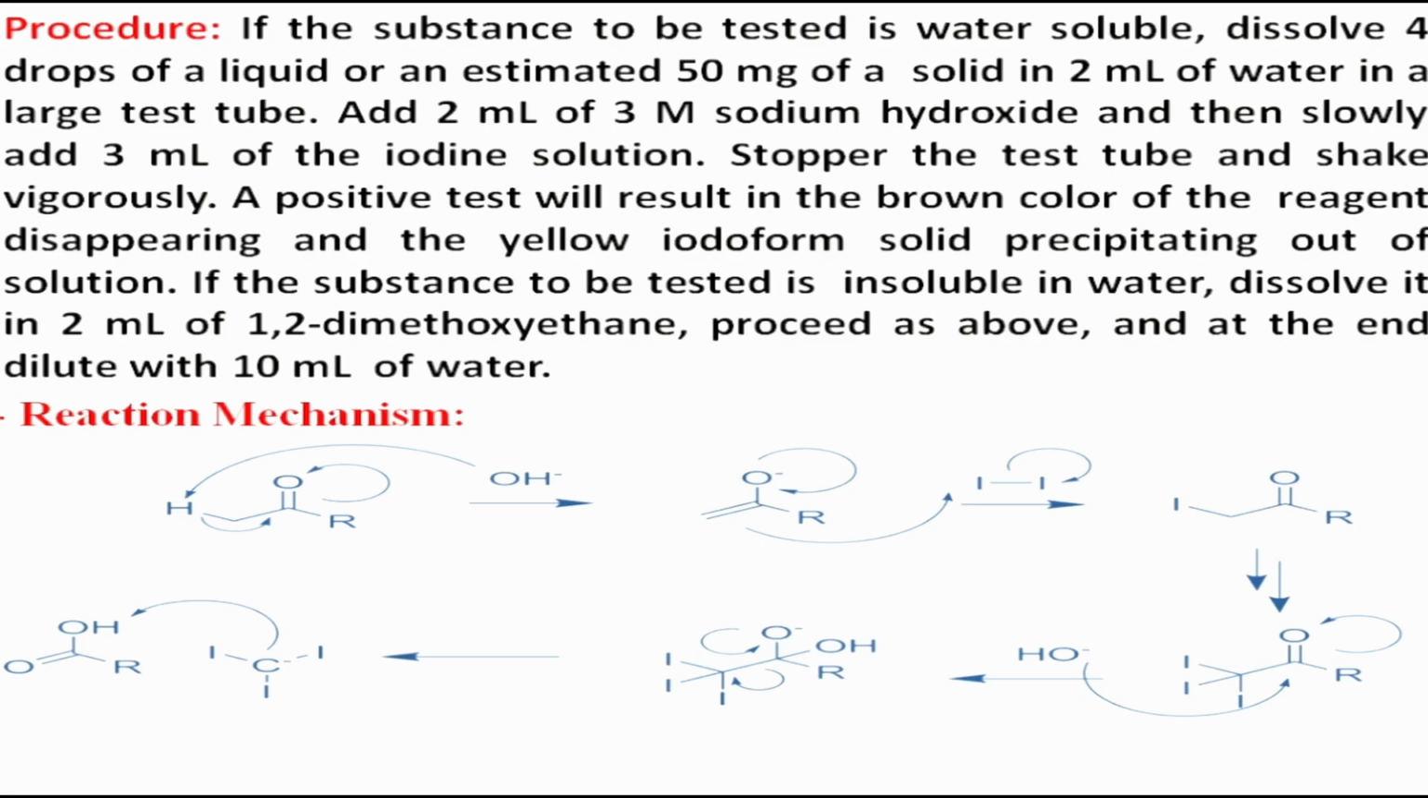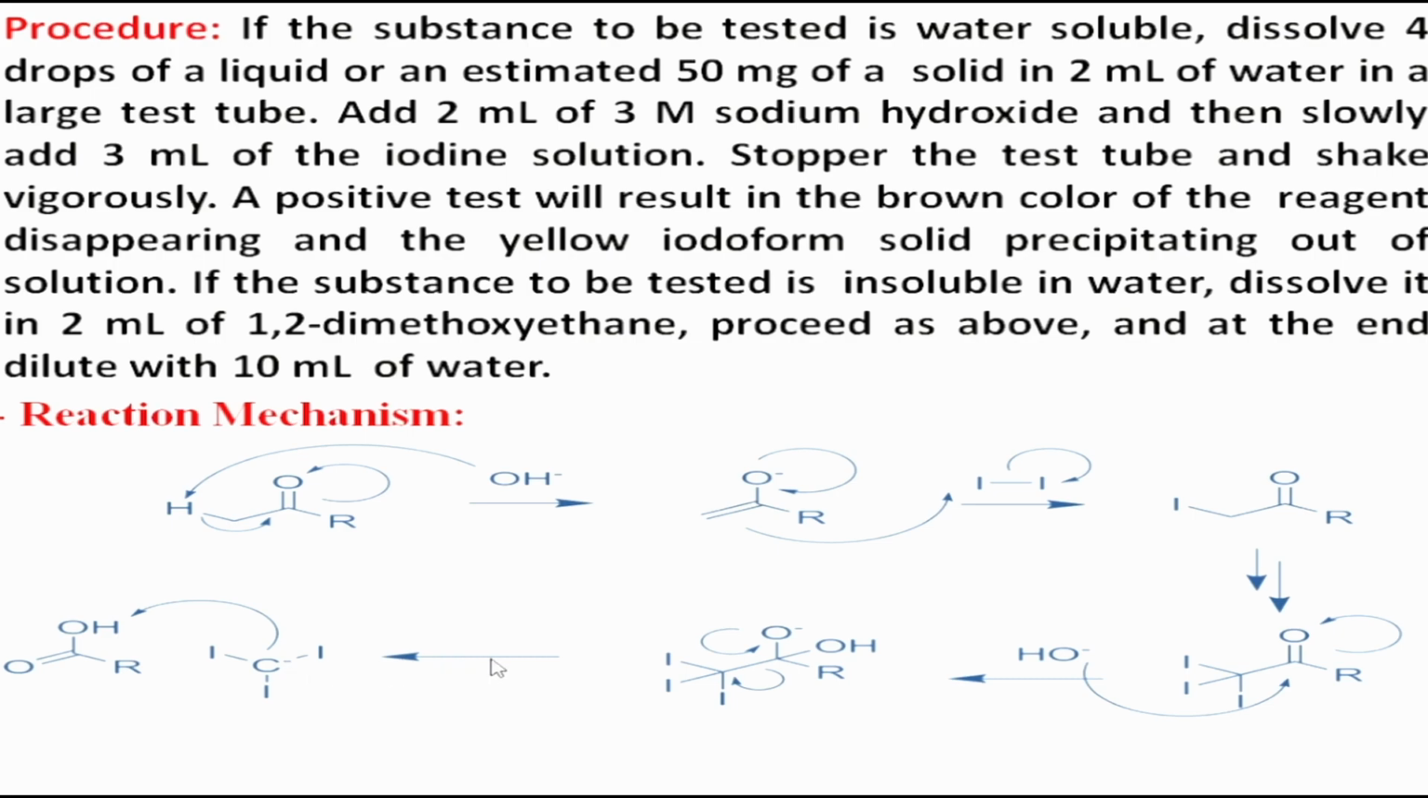Now the mechanism. The ketone has alpha hydrogens, so the base will take a proton and give the enolate. This enolate will react with iodine and iodination takes place, and this iodination will take place 3 times because 3 hydrogens are there. So 3 iodines will be substituted here, and then under base catalysis conditions this ketone is converted into carboxylic acid and this methyl group will break. So we will get triiodomethane.